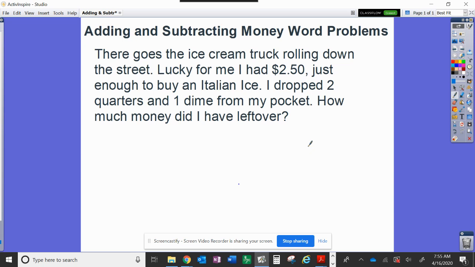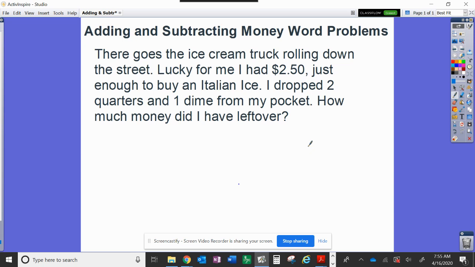There goes the ice cream truck rolling down the street. Luckily for me, I had $2.50, just enough to buy an Italian ice. Miss Weston prefers blue raspberry. I dropped 2 quarters and 1 dime from my pocket. How much money did I have left over?